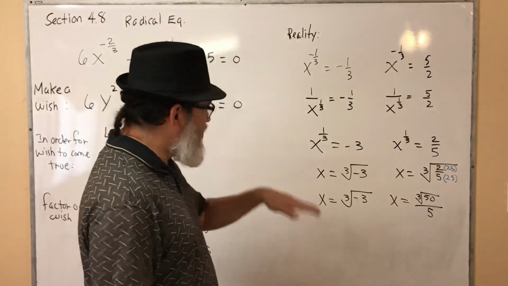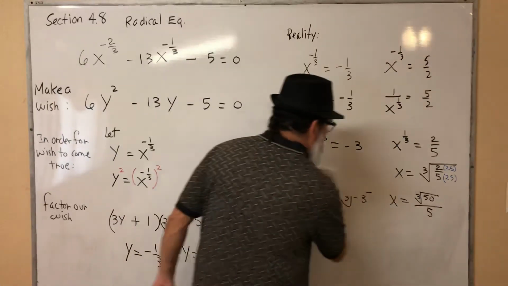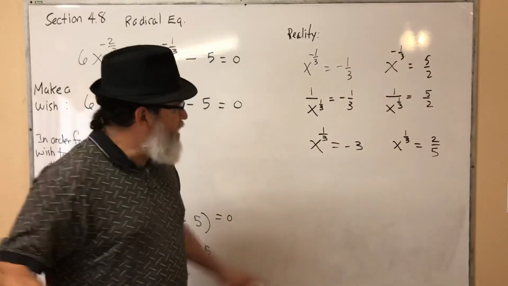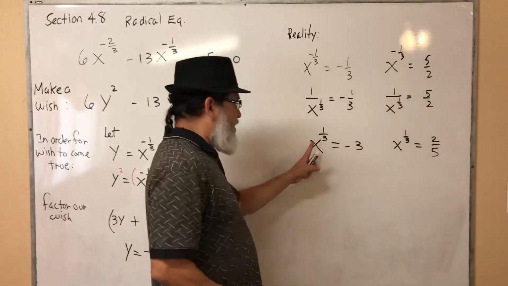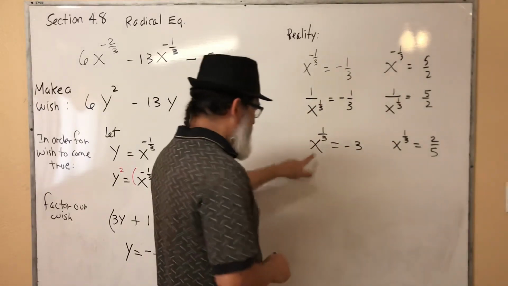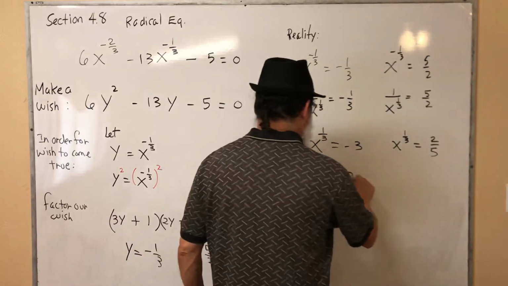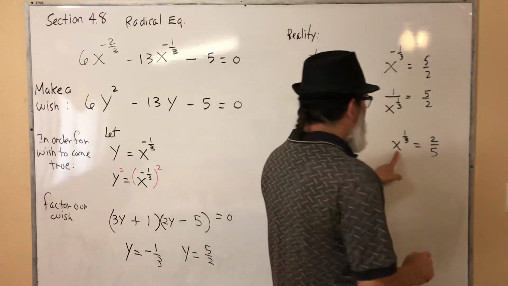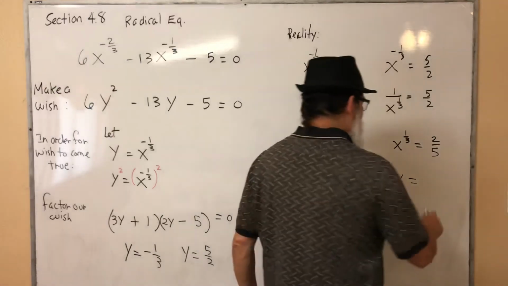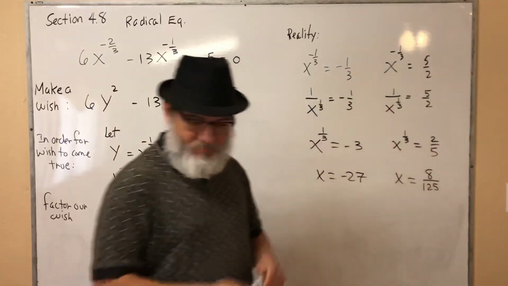I'm sorry guys, I made a mistake here. This is fine. Now you just cube both sides. Cube this and we get x. Cube this and we get negative 27. Cube this and we get x. Cube that and we get 8 over 125. That's it.